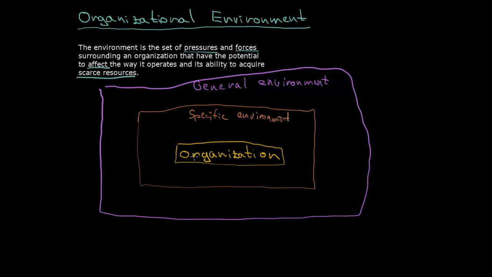And now let's take a closer look at what can be included in these two different parts. For now, let's forget about the organization. You can think about the organization at the moment as an individual, as yourself. Within the specific environment are going to be those forces that are directly affecting the organization, or would be affecting you. This would be maybe your customers. Then there are going to be for sure your distributors and your competitors.